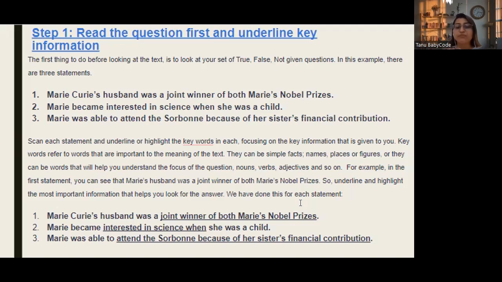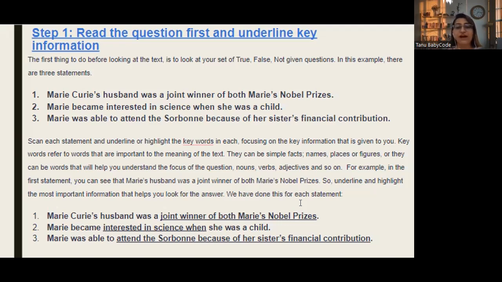Now what you have to do is scan each statement very carefully. Underline or highlight your keywords. Focus on the key information which is given to you. Keywords are the words that are very important to the meaning of the text, right? You can't just underline any words. No, these should be the very meaningful words which can help you in locating your information.